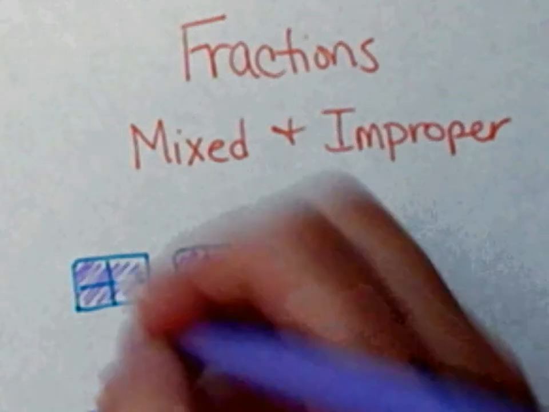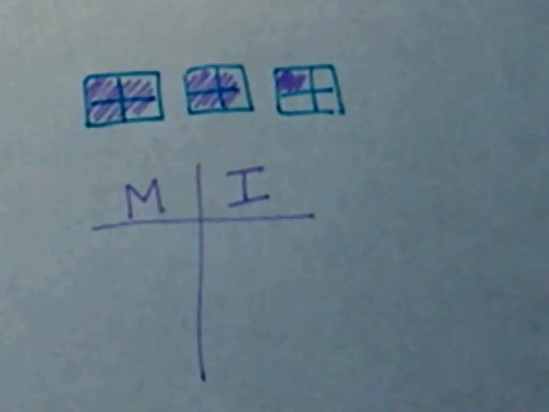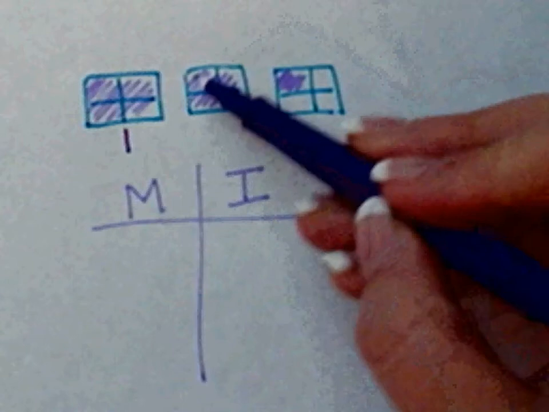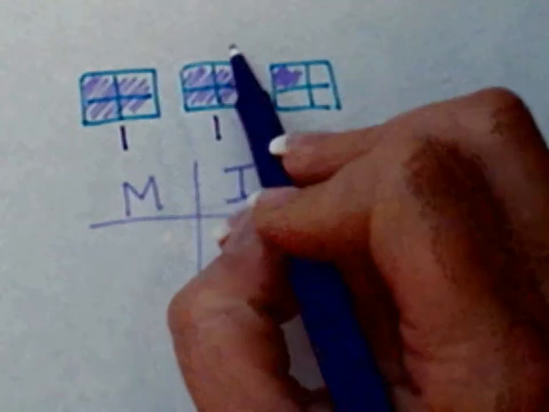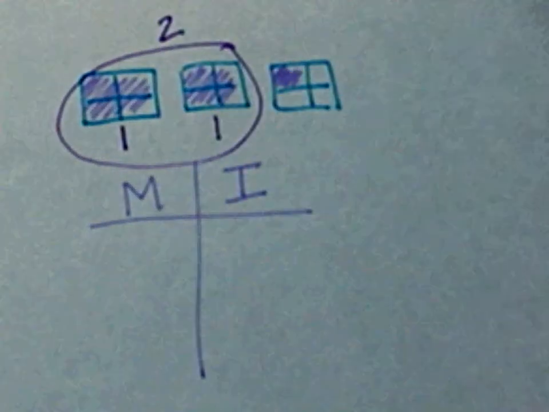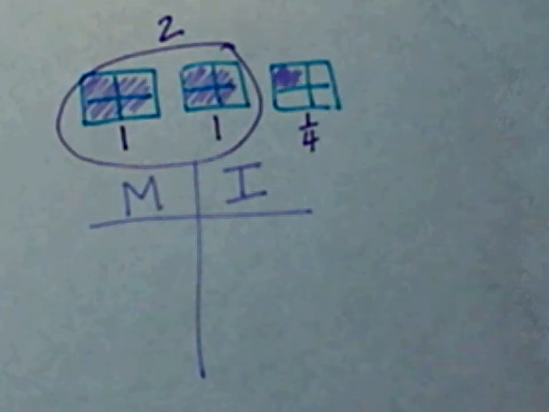You may have had a chart. Our school called it an MI chart. Yours may have been called something different, which is fine. The first thing we looked at, though, was our picture, and we said, okay, if this is completely shaded in, that's one whole. If this is completely shaded in, that's another whole. We usually circled them. So together, that's two wholes. And what fraction do we have left is 1/4.